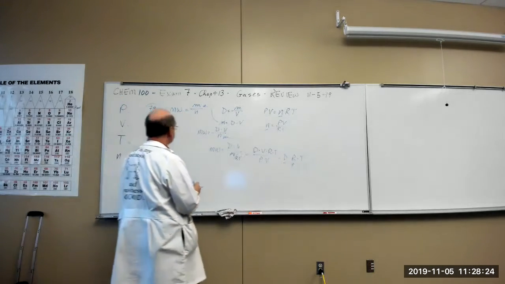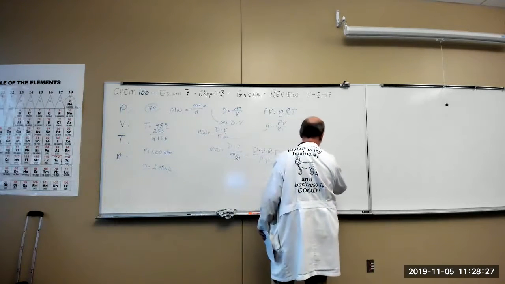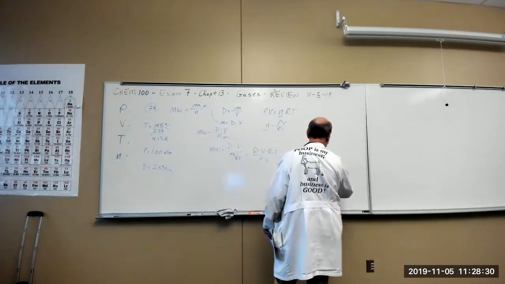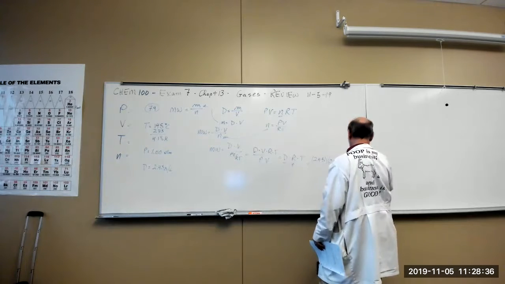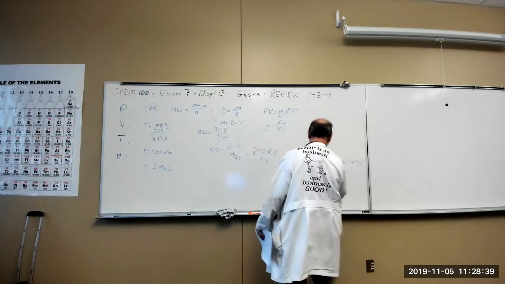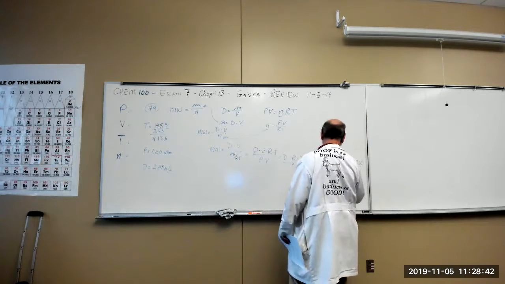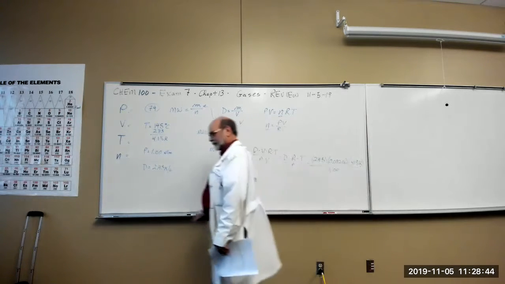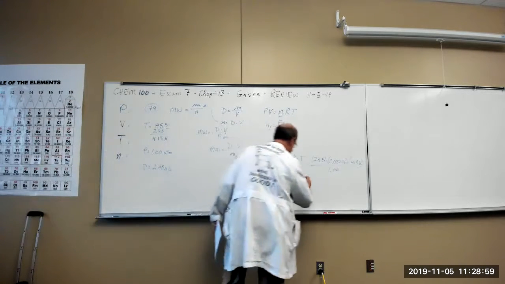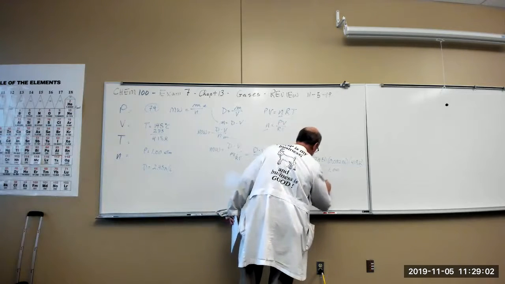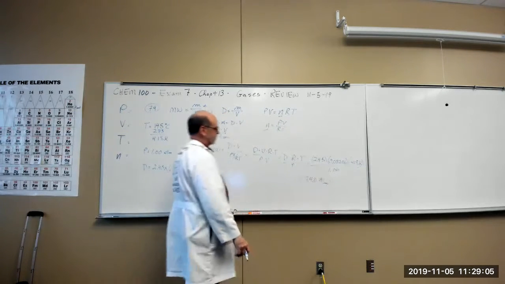So let's plug in our values. Density is 2.45. Gas constant, temperature, and pressure, 1 atmosphere. Now, if you do that calculation, let's see, where was I? 79. If you do that calculation, you should come up with 79 grams per mole. Okay?